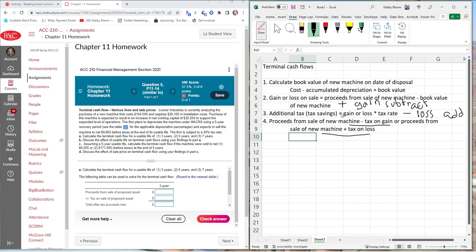So the first thing that we're going to do is calculate the book value of the new machine, then we're going to go through the problem step by step. So let me erase my drawings. And then let's go.